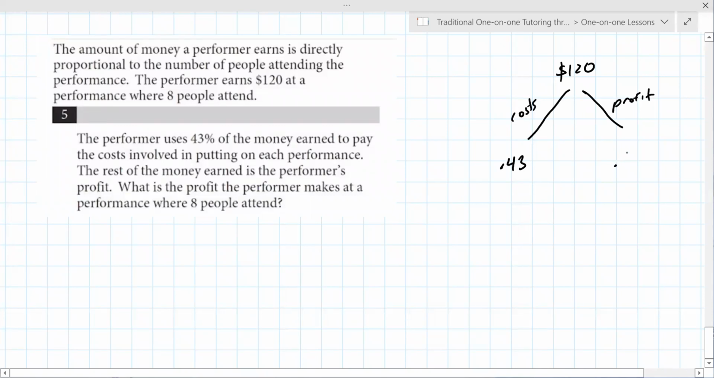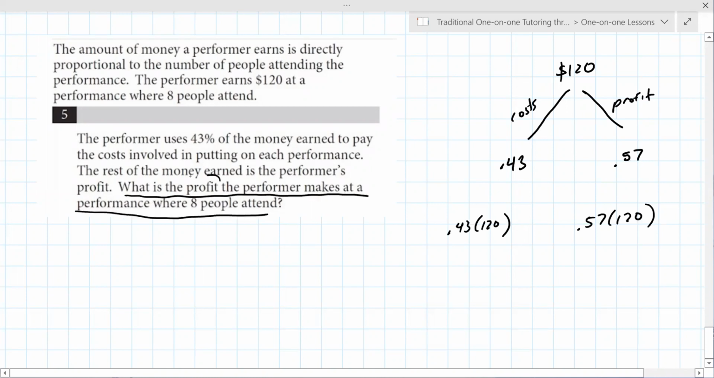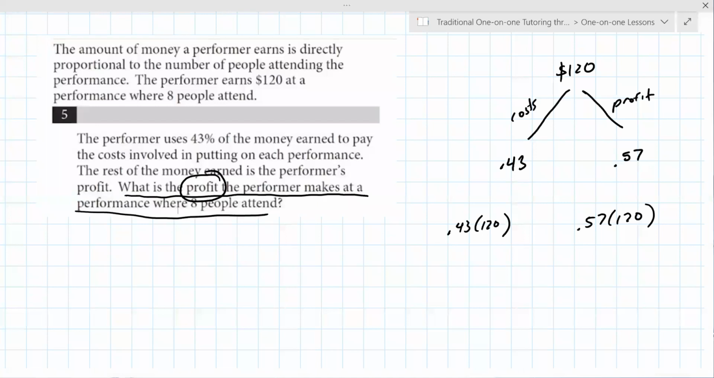Not 67. 37 or 57. Sorry, 57. And that's important because you're going to find that both answers are going to be there. 0.43 times 120 and 0.57 times 120. Okay, now which one does it want? The profit. So go ahead and use your calculator and give me that number, please.